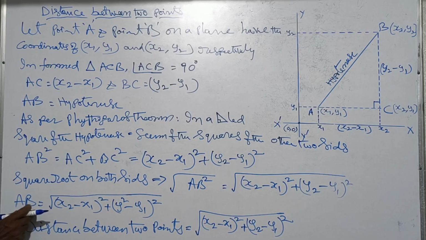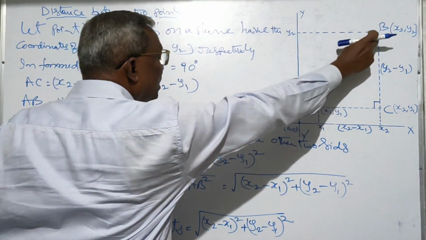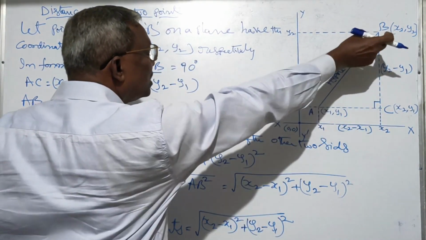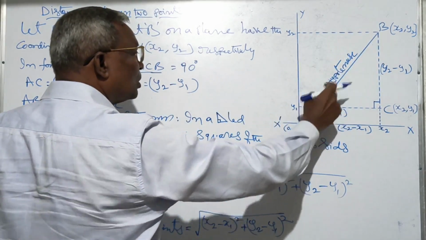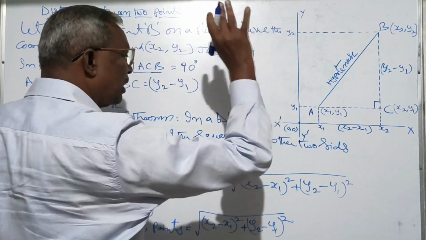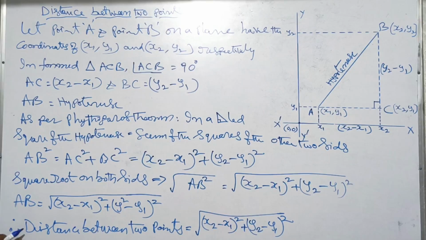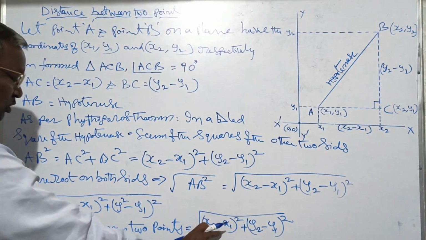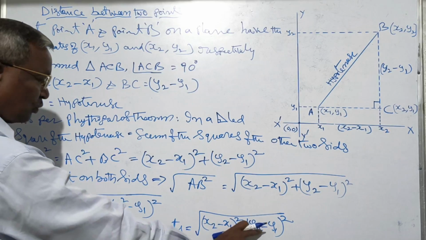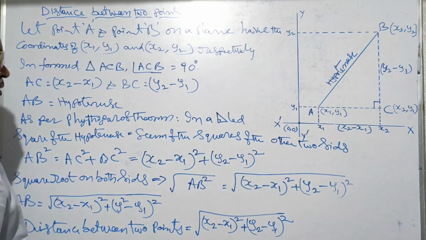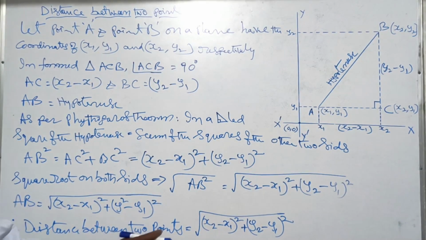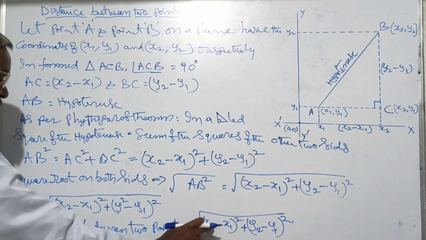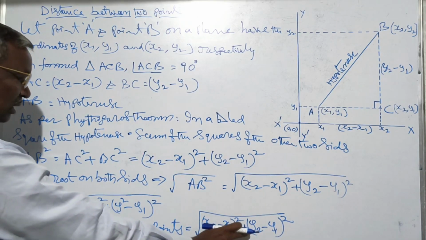What is AB? A is one point, B is the other point. So AB means the distance between 2 points. Therefore, the distance between 2 points is equal to the square root of (x2 minus x1) whole square plus (y2 minus y1) whole square.